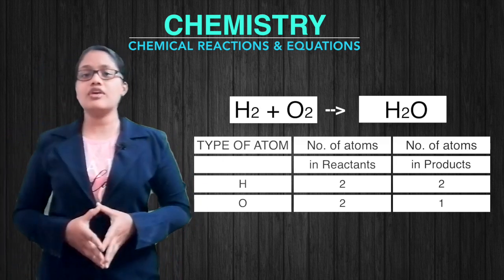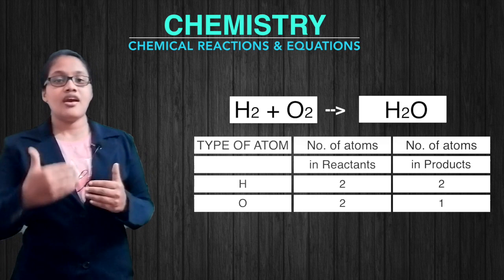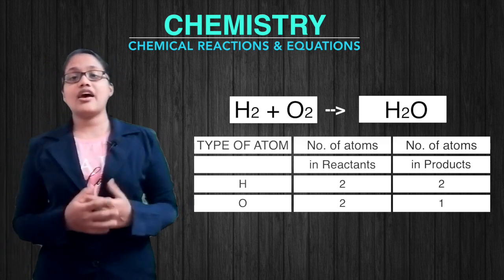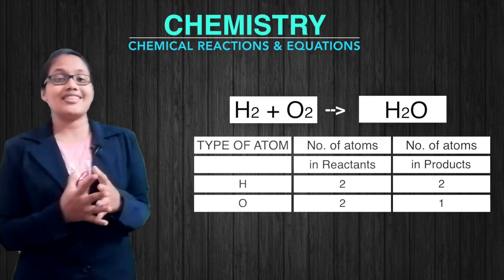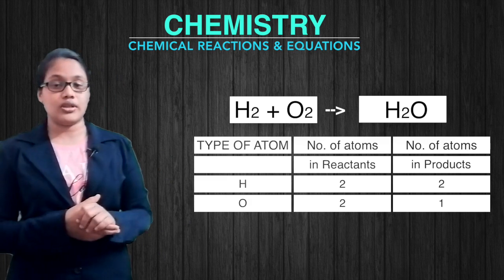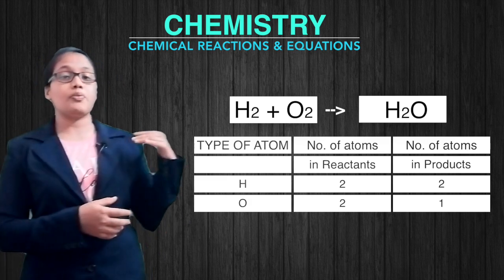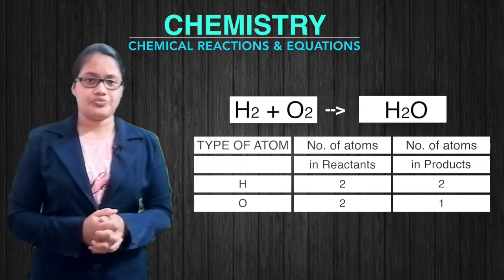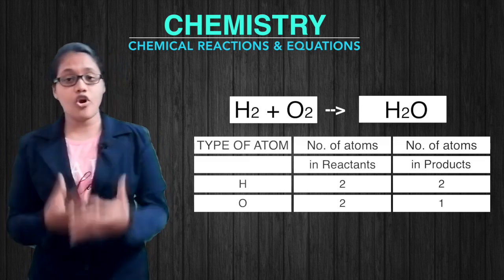So in the first column, we are going to write hydrogen and oxygen. So hydrogen, there are 2 hydrogen in the reactant side. So let's write the number 2 in the second column. And if we look into the product side, there are 2 hydrogen. Now let's see the number of oxygen.